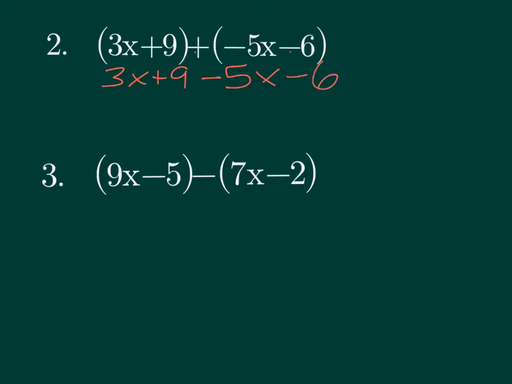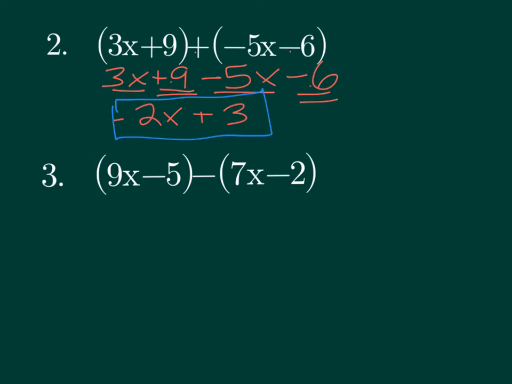All right, now we combine our like terms. Well, we have our 3x and our negative 5x. So 3 minus 5 is negative 2x. And then we have 9. That is a positive 9. And we have a negative 6. A positive 9 and a negative 6 added together is a positive 3. So negative 2x plus 3 is our answer here.